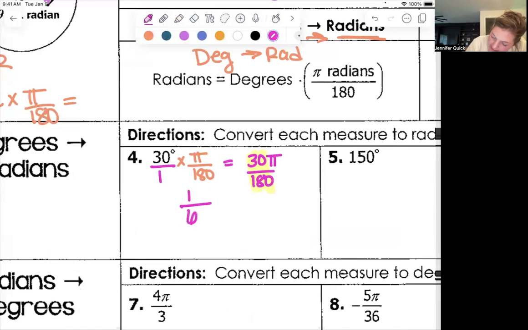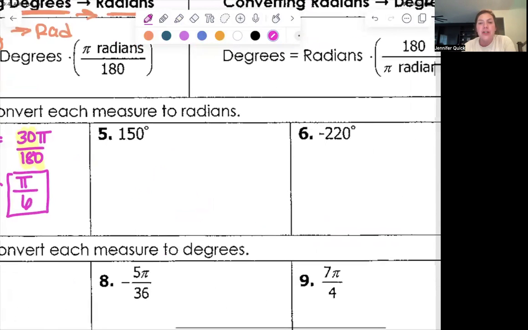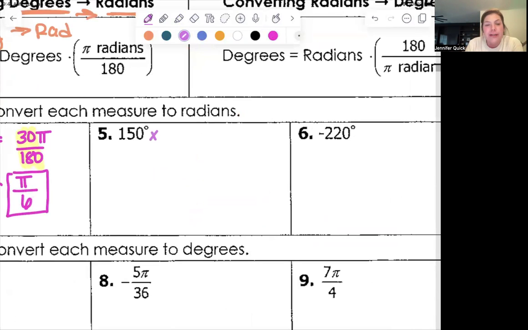All right, so this would be 1/6 and then pi. Now, you guys know and I know that we don't need to write the 1 in front of pi. So the best answer would be pi over 6. How exciting. Pi over 6. Okay, welcome to the new weird. All right, cool. Degrees into radians.